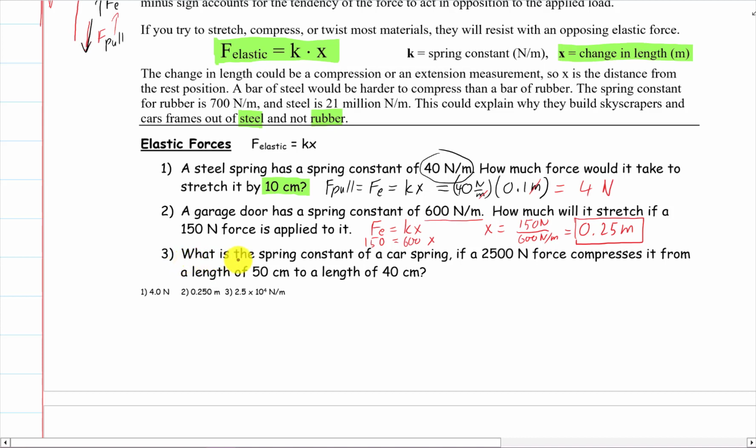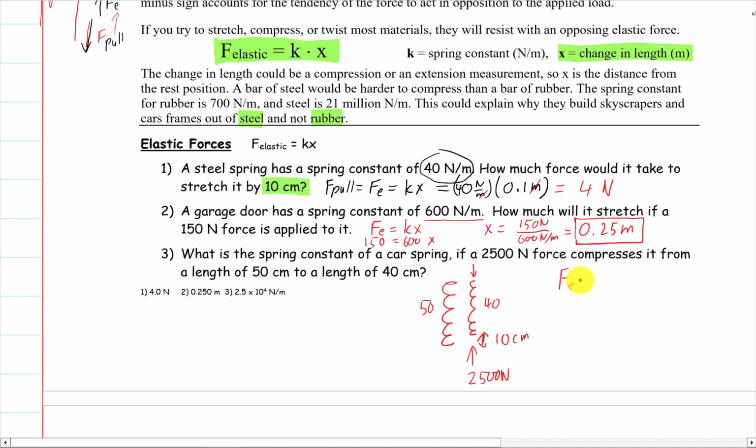Okay, number 3. What is the spring constant of a car spring if a 2,500 newton force is compressing it from a length of 50 to a length of 40? So the spring is originally 50 and now it's 40. So you've compressed it how much? You've pushed on it with 2,500 newtons and it compressed it 10 centimeters. It went from 50 to 40.